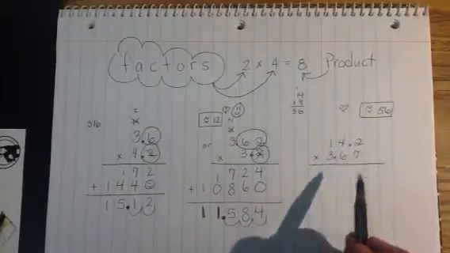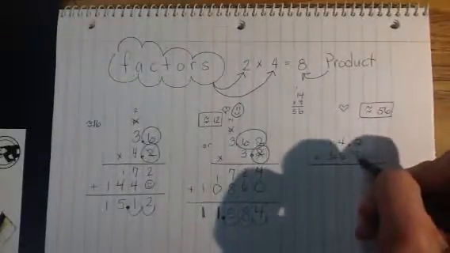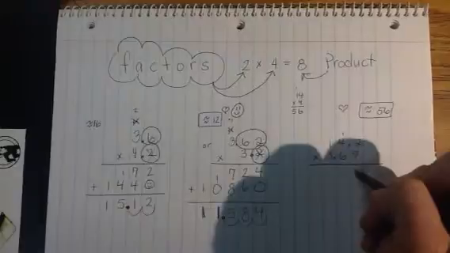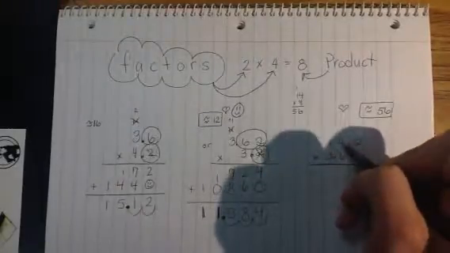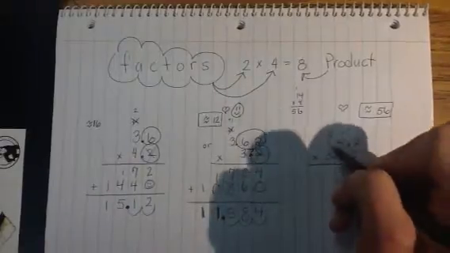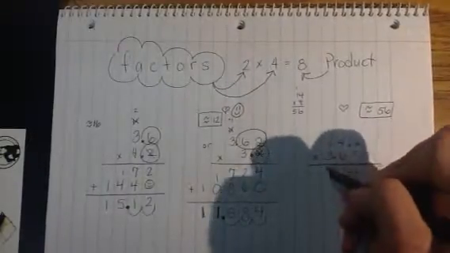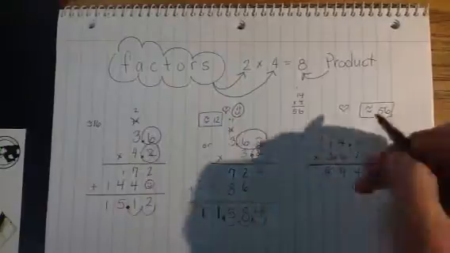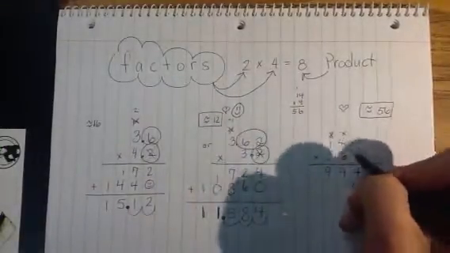So forget about the decimals. Let's just do the standard algorithm for multiplication. 7 times 2 is 14. 7 times 4 is 28, plus 1 more is 29. 7 times 1 is 7, plus 2 more is 9. Place value holder, going to cross that out.